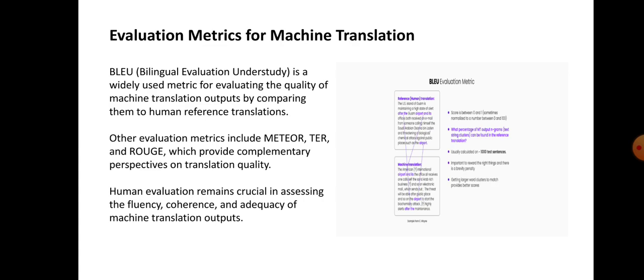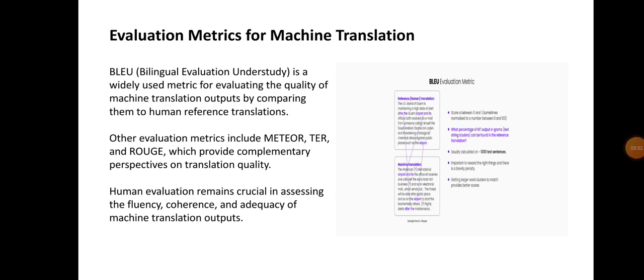Evaluation metrics for translation. BLEU, bilingual evaluation understudy, is a widely used metric for evaluating the quality of machine translation outputs by comparing them to human reference translations. Other evaluation metrics include METEOR, TER, and ROUGE, which provide complementary perspectives on translation quality. Human evaluation remains crucial in assessing the fluency, coherence, and accuracy of machine translation outputs.